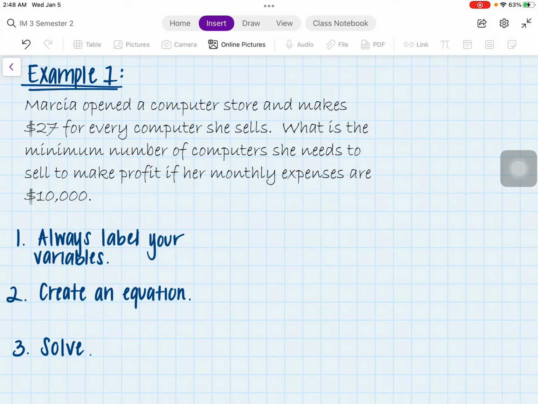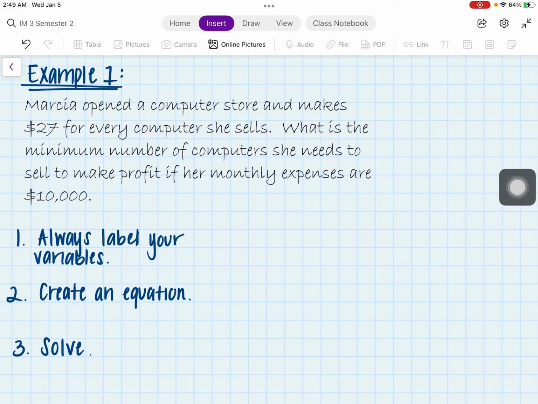All right, you guys. So let's go ahead and get started here with example one. In example one, it says Marcia opens a computer store and makes $27 for every computer she sells. What is the minimum number of computers she needs to sell to make a profit if her monthly expenses are $10,000? Now, in this case, guys, this problem here is a real life situation.